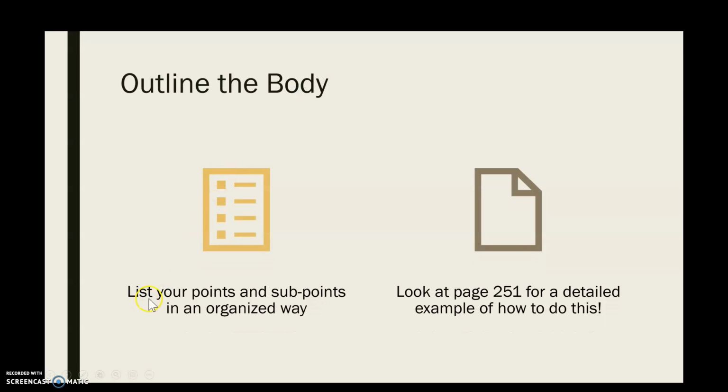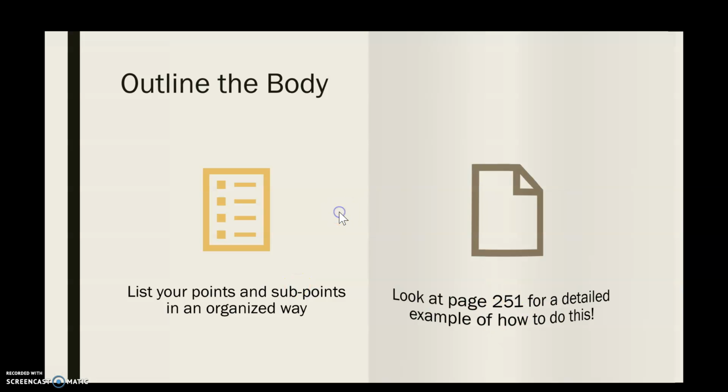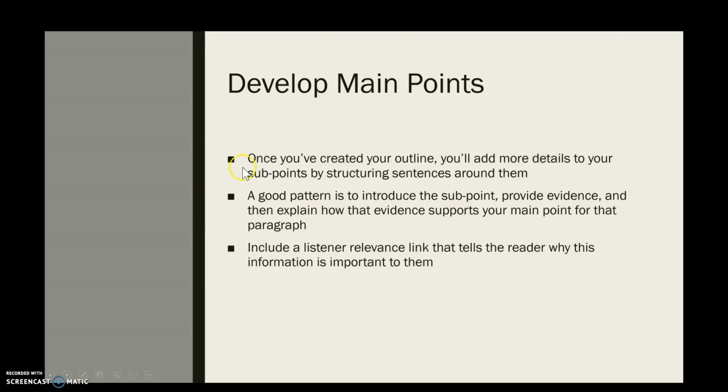So what you're going to want to do is list your subpoints and points in an organized way. You can look at page 251 for a more detailed example of how to do this. After you've created your outline, you're going to develop the main points further. You'll add more details to the subpoints by structuring sentences around them. You'll start with a bulleted list, and then you'll turn those bullets into sentences.